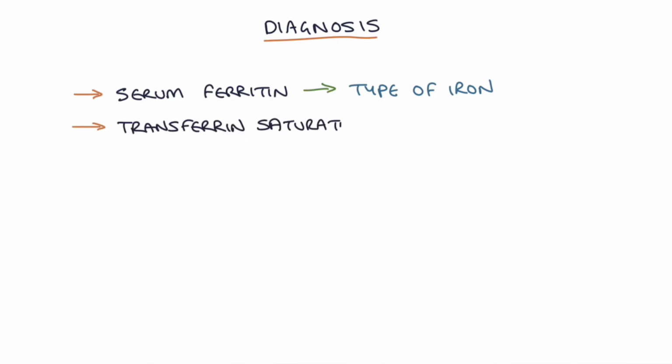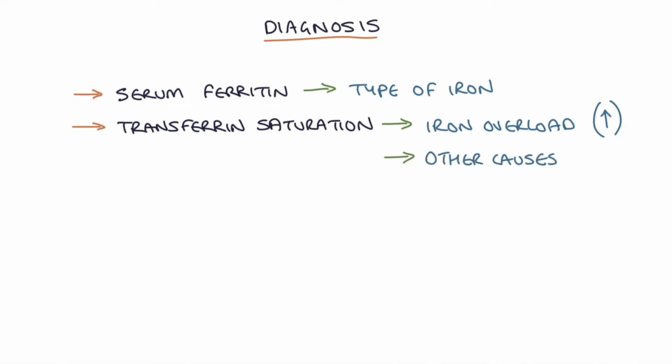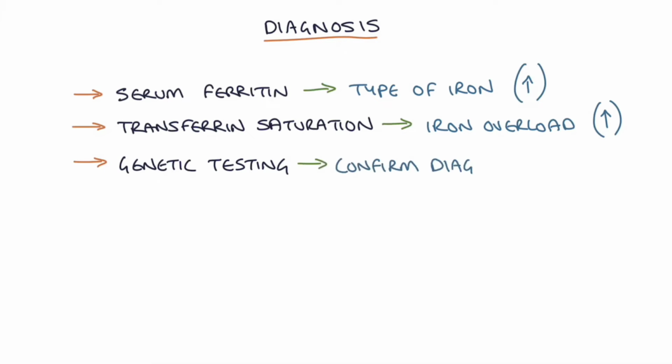We can perform a transferrin saturation, which is helpful in distinguishing between a high ferritin caused by iron overload, in which case the transferrin saturation will be high, from a ferritin caused by other causes like inflammation or non-alcoholic fatty liver disease, in which case the transferrin will be low or normal. If serum ferritin and transferrin saturation are both high, this indicates iron overload, and there's no other explanation for these results, then genetic testing can be performed to confirm the diagnosis of haemochromatosis.